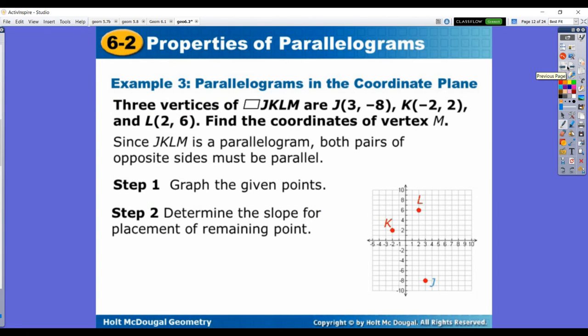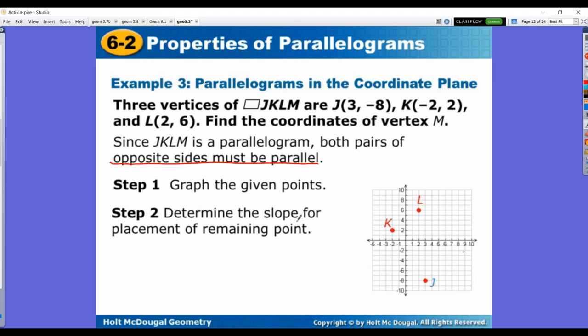Okay, the last thing has to do with plotting a parallelogram on a coordinate grid when we have 3 of the points and we need to plot the last and final point. We just want to make sure that where we plot this point is going to make it an actual parallelogram, where opposite sides are parallel. Step 1, we graph the points that we have. This has already been graphed for us.